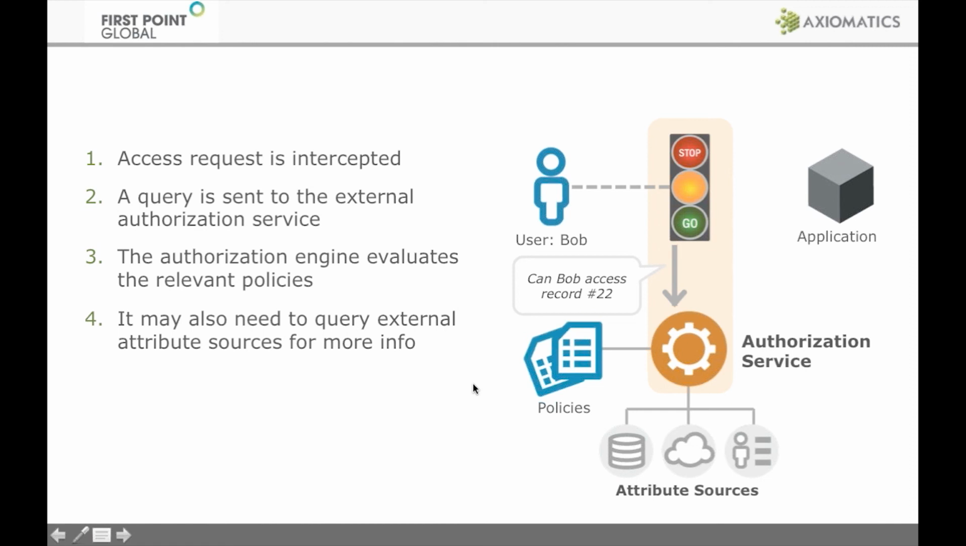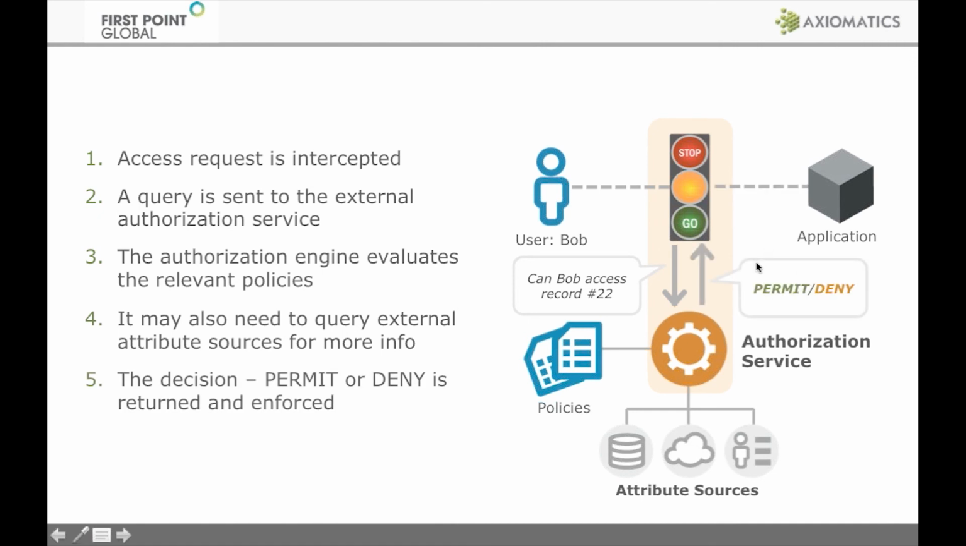Similarly, the authorization service might want to retrieve metadata about the record. Are we dealing with a medical record? Are we dealing with a confidential or a highly secret record? All these are parameters that the authorization service will use to reach a decision. And you can see here in the diagram that the decision that will be returned to the interceptor or the traffic light is either a yes permit or a no deny decision.